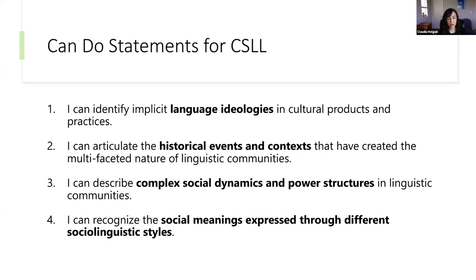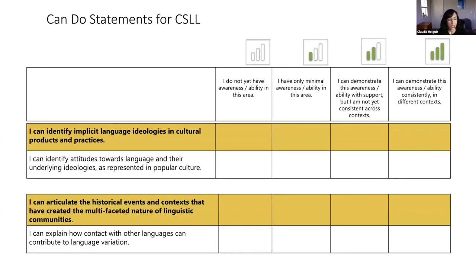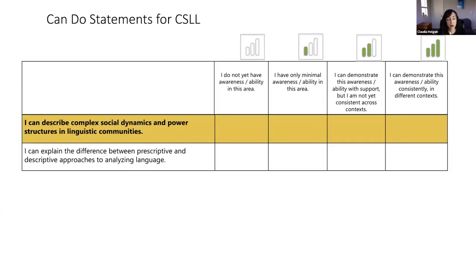For example, number one, I can identify implicit language ideologies in cultural products and practices. So this one in the rubrics looks like this. One more specific way would be, I can identify attitudes towards language and their underlying ideologies as represented in popular culture. For example, in a song, or a video, a movie, right? The second one can be more specifically stated as, I can explain how contact with other languages can contribute to language variation. For the third one, the complex social dynamics of power and structures in linguistic communities, one example could be, I can explain the difference between prescriptive and descriptive approaches to analyzing language.